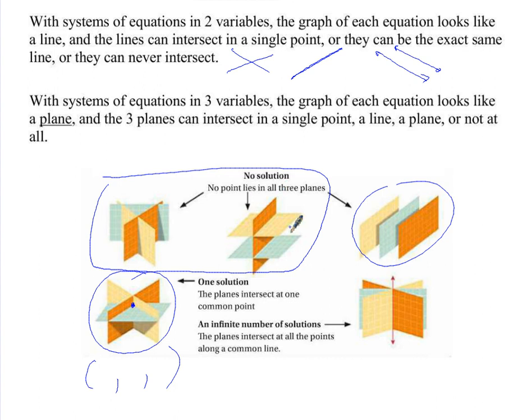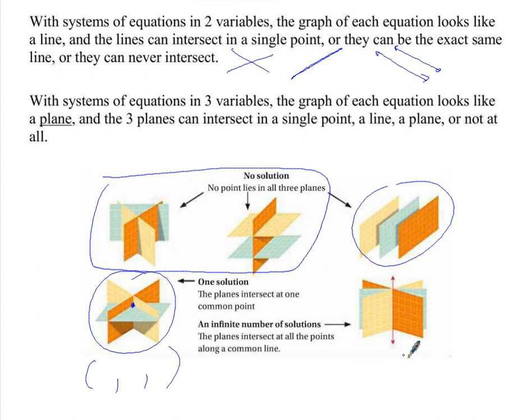In this case, again, here we have two parallel planes and then a plane cutting through them. In geometry, we would call that a transversal. Again, there are no places where all three planes exist at the exact same time. So therefore, there's no solution here either.